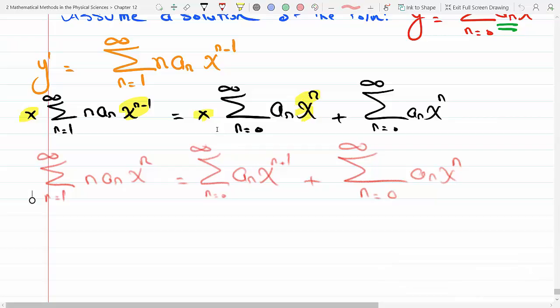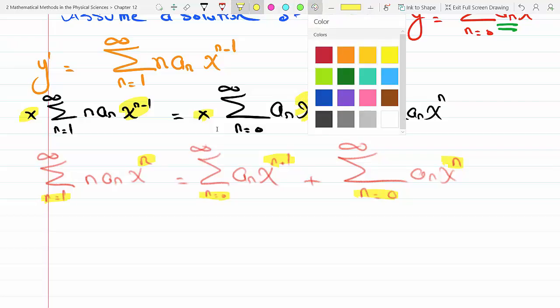Okay, now I need to put these summations together so I can deal with them. The only problem is they don't start at the same place. Two of them start at n equals 0 and one of them starts at n equals 1. A further problem is that the powers of the x's are not the same. So the first step here is to make the powers of x the same, and I do that by changing the index.